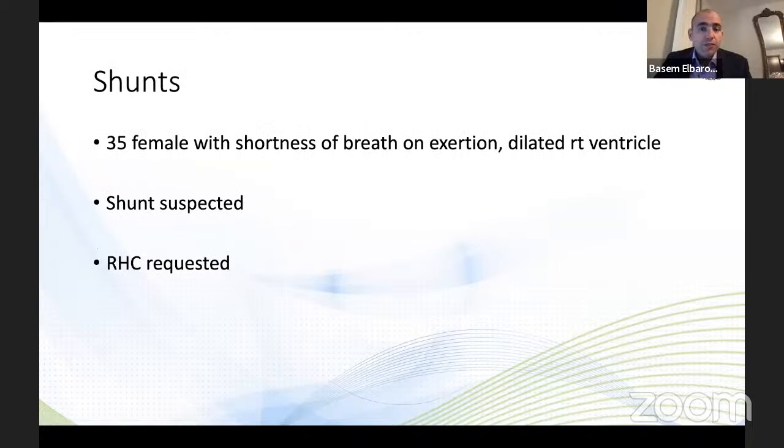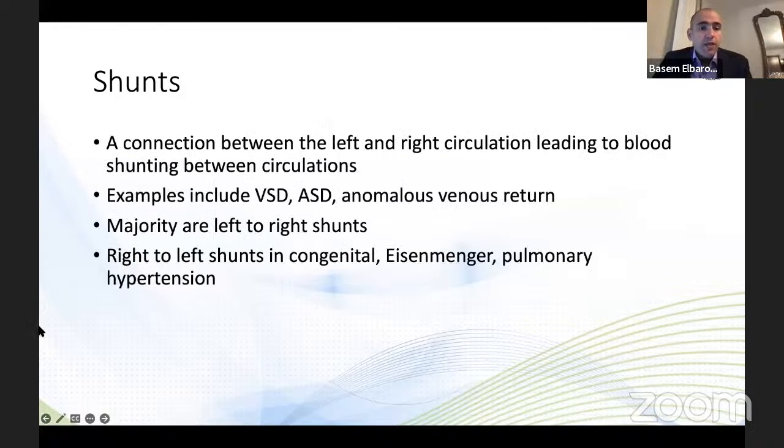So what are shunts? That's the case scenario: a 35-year-old female with shortness of breath on exertion. When you do an ultrasound, you see that there's a dilated right ventricle. The quality of the picture is not great, but you suspect there is a shunt there. And a right heart cath is requested to try and identify where and what the shunt is. A shunt is a connection between the left and right circulations, leading to shunting between circulations, mostly left to right, and in some conditions right to left shunting would occur, but we're not going to get into that because that's a bit more complex.